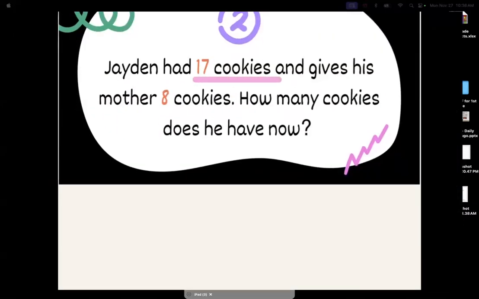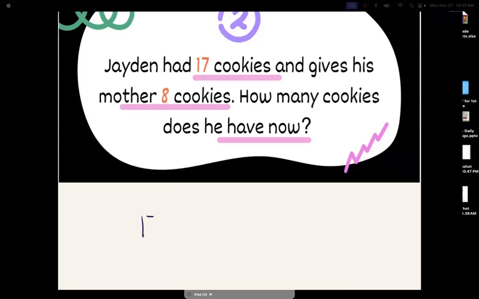Jaden has 17 cookies and gives his mother 8 cookies. How many cookies does he have now? Are we doing addition? Or are we doing subtraction? Addition. Well, let's listen again. Jaden has 17 cookies and gives his mother 8 cookies. Okay, subtraction. Yep. So that one can be a little tricky.